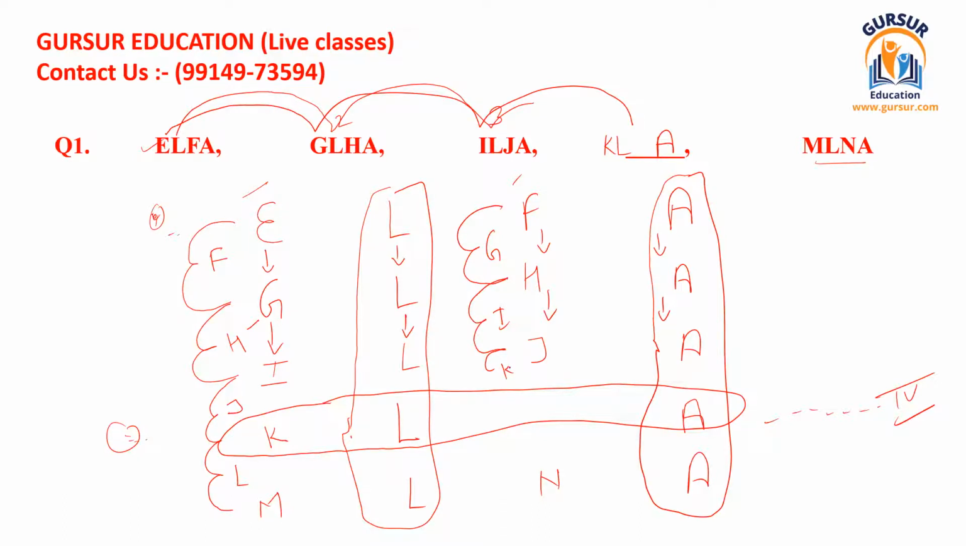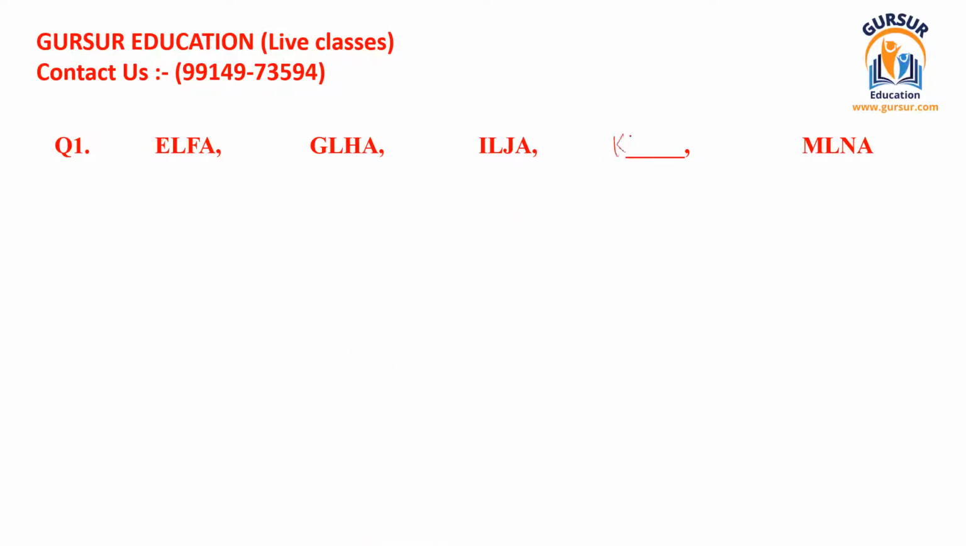K comes, and after K, L comes. So we have to write here L. So L should be the third element in the fourth relationship. You can easily find that in this way. So K, L, L, A should be the possible combination. And in this way, you have to find these kinds of questions.